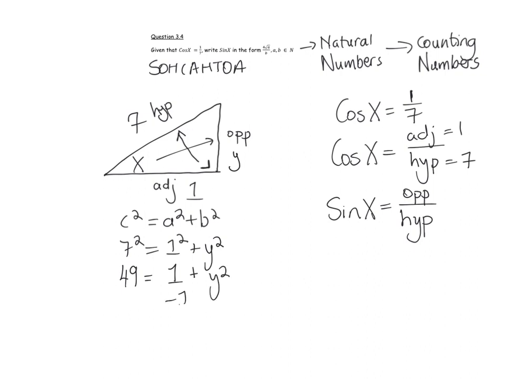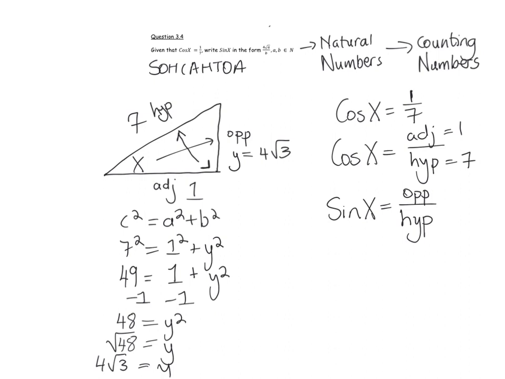7 squared is 49, which is equal to 1 squared, which is just 1, plus y squared. Then I'll just take 1 from both sides. So we'll get 48 is equal to y squared. So then we'll get y is equal to the square root of 48. If you put the square root of 48 into your calculator, you will get that y is equal to 4 root 3. So the opposite there is 4 root 3.